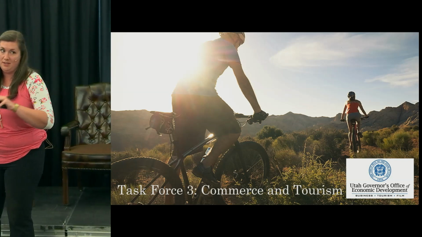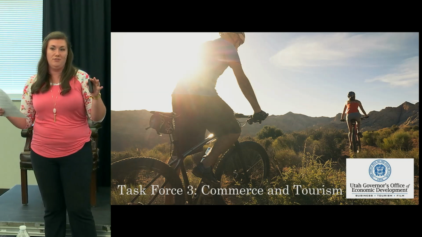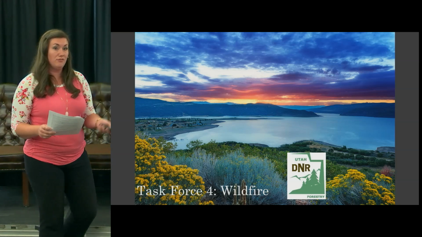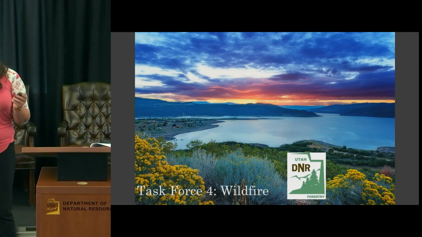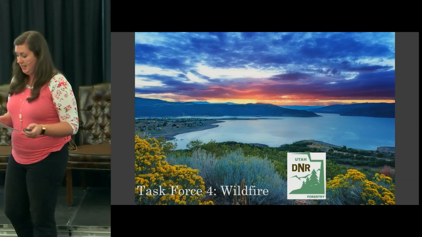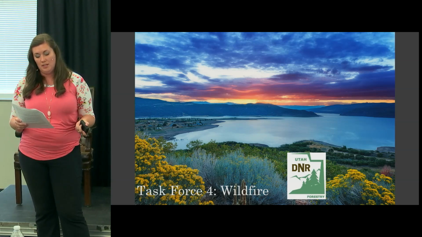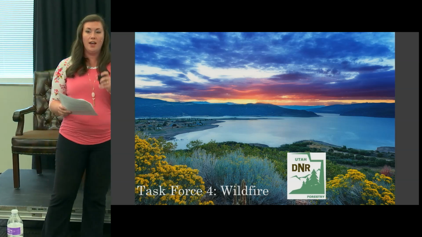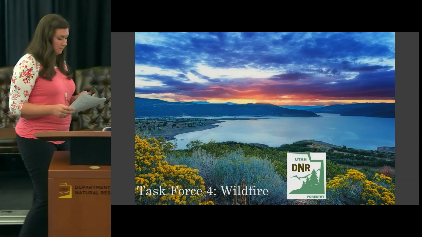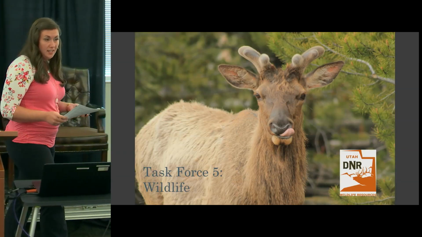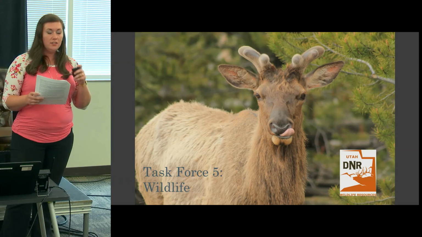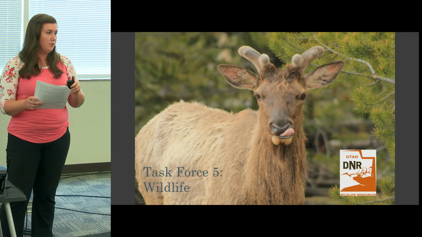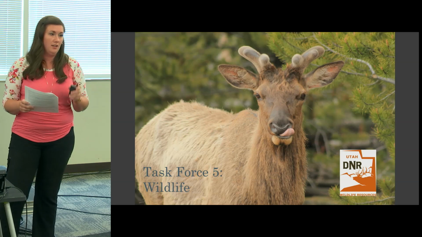It's amazing to me just how much drought affects every aspect of our lives. Task Force 4 is Wildfire, and their lead agency is the Division of Forestry, Fire, and State Lands. They assess fire protection capabilities and resources and any other outside sources of assistance. And they also identify the high priority threats and where those threats may be. Task Force 5 is Wildlife, and their lead agency is the Division of Wildlife Resources. They identify potential drought problems relating to losses in game, fish, and non-game wildlife.